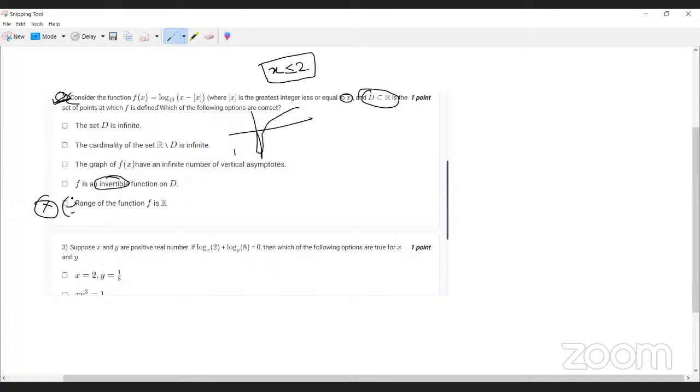Range is not R, so this is not the case. It is not invertible.